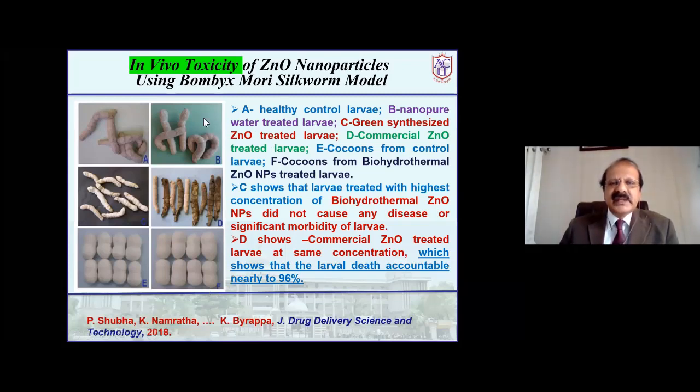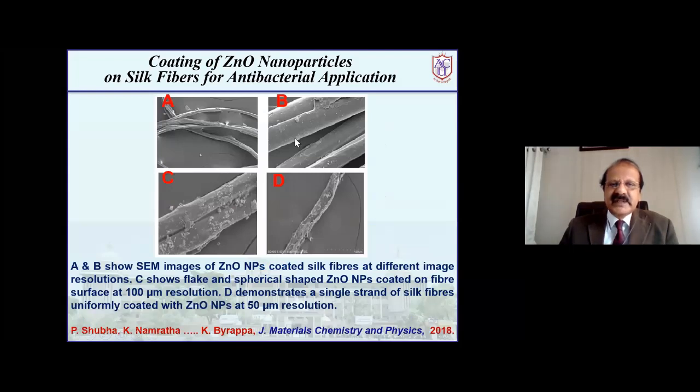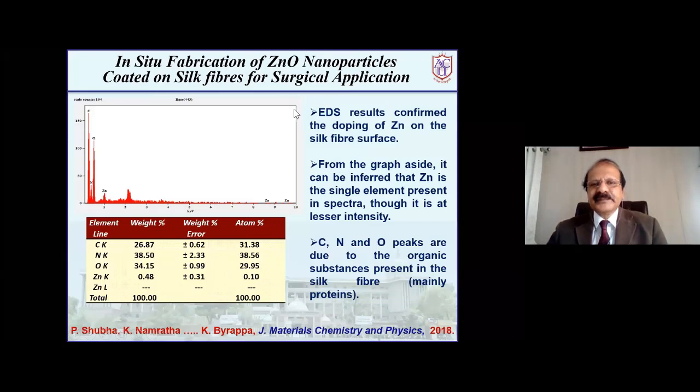And you can see here the silk fibers coated with zinc oxide nanoparticles. These two magnifications show the coating, and the picture C shows flakes and spherical shaped zinc oxide nanoparticles on the fiber with 100 micrometer resolution, and D demonstrates a single strand of silk fiber uniformly coated with zinc oxide nanoparticles with further higher resolution. We have tested the silk fibers coated with zinc oxide for the surgical applications.